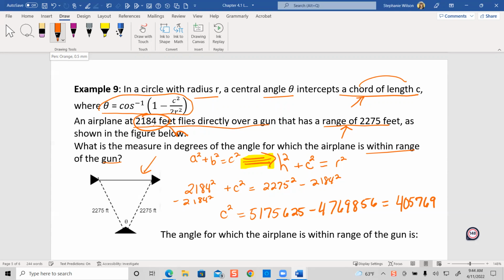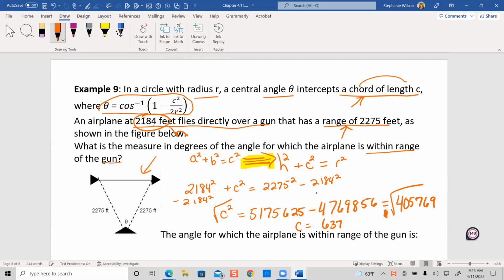Okay, so now I need to know what C is. I notice this is C squared, so I have to take the square root of both sides. And usually when you take a square root, it's plus or minus because it's an even root. However, in this case, we're not going to worry about the negative, because we're talking about length. When I do that, I get C is equal to 637. All right, we're almost done.